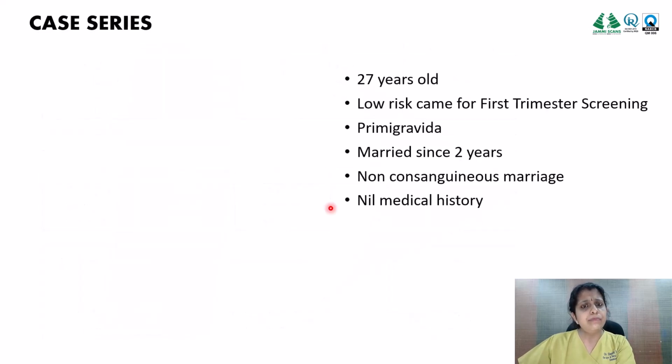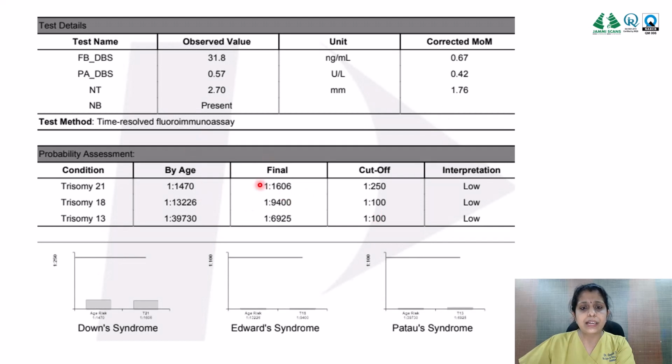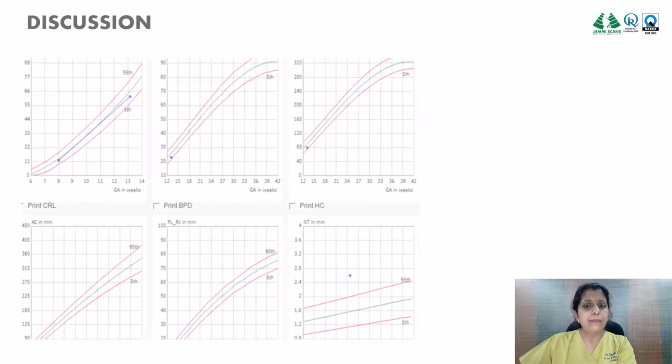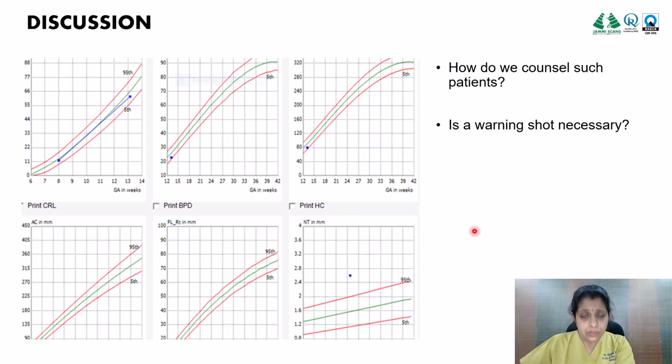So then, before we see what we need to do, let's quickly correlate with another case scenario, very similar. 27-year-old, no significant history. Again, the NT was around 2.7. And here if you see the cutoff, even though the NT is 2.7, rest of the parameters being absolutely normal, the cutoff is 1 in 1600. Then the main question which falls into our mind is, what do we do next? How do we counsel? Do we have to tell them that yes, the NT is slightly on the higher side even though the rest of the fetus is normal?